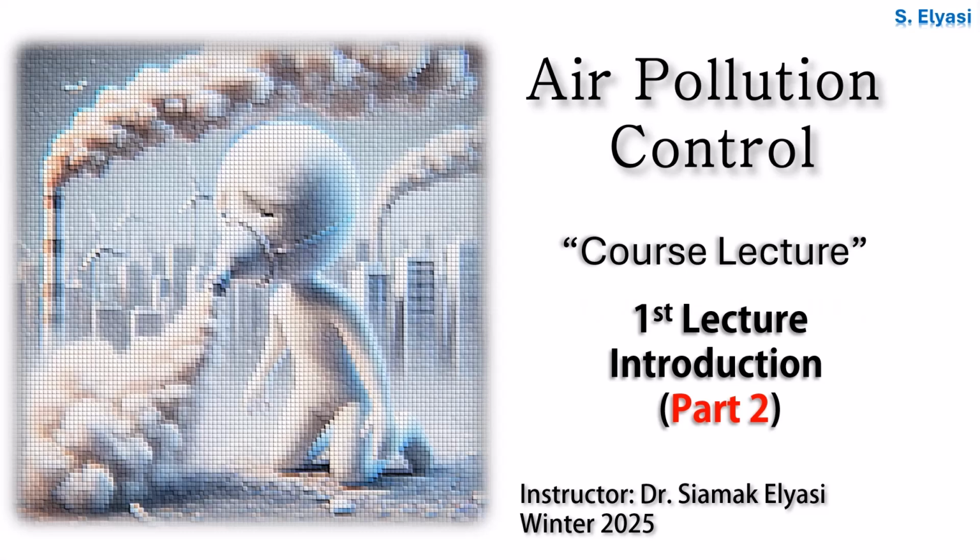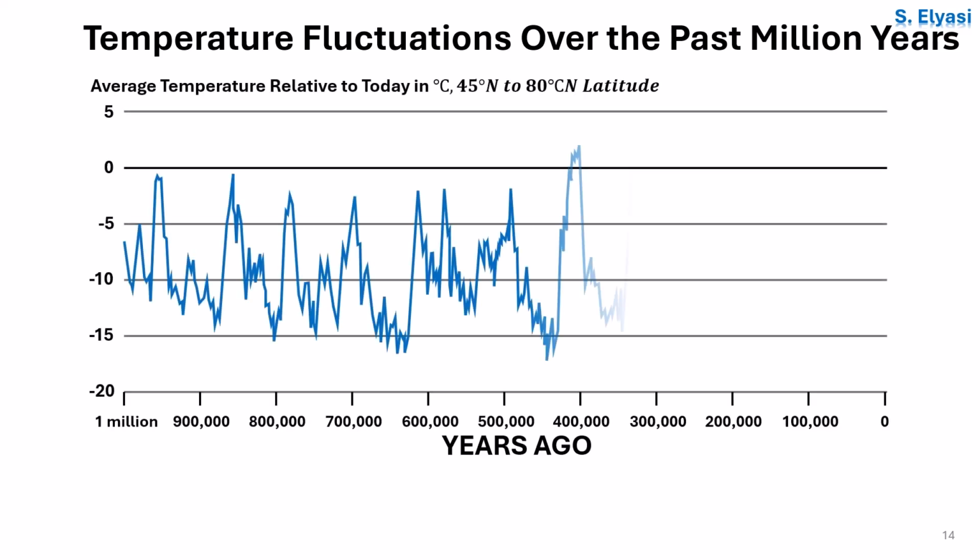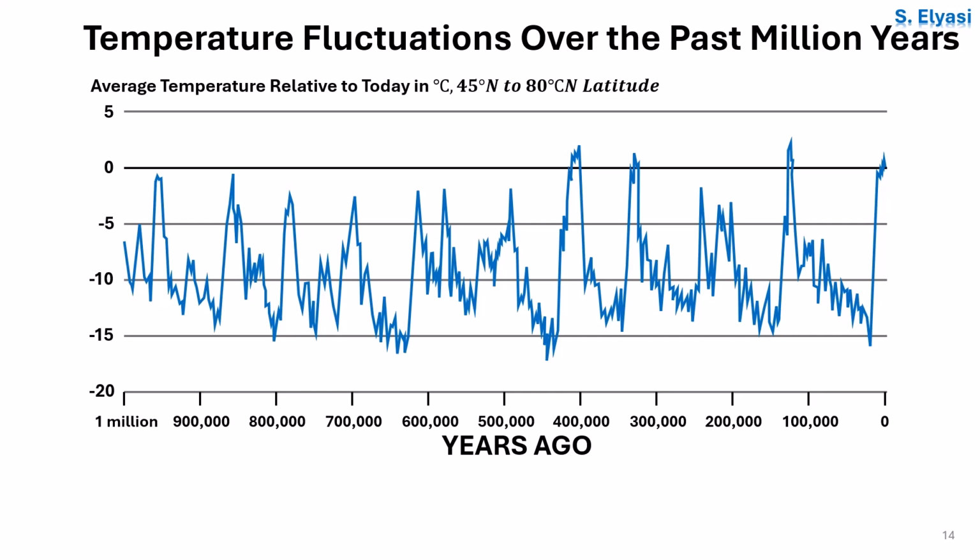Let's briefly explore global warming first. This graph is crucial for understanding the natural cycles of Earth's climate history, including ice ages and warmer interglacial periods. The recent sharp rise in temperature highlights concerns about the rate of current global warming compared to historical natural fluctuations.